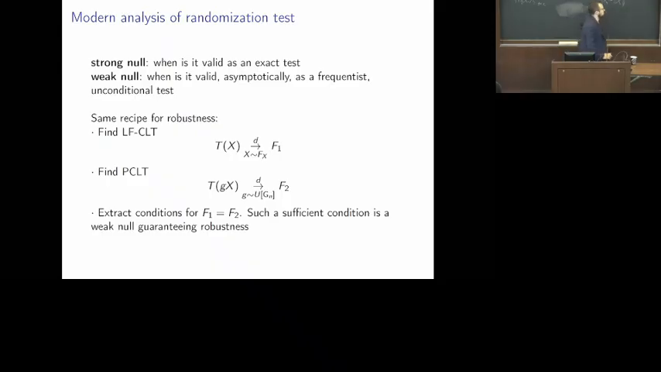So I think this summarizes it kind of well. So strong null when it's valid as an exact test, weak null when it's valid asymptotically, when your permutation test is valid asymptotically as the frequentist test it inadvertently mimics. And the recipe is find the limit of your test statistic, call that F1, find what your histogram stabilizes to, call that F2, and extract a condition for F1 to be equal to F2. That condition is a weak null. If you get an if and only if condition, then you have a kind of tight weak null, and that's what we prefer.